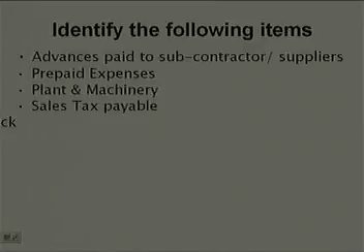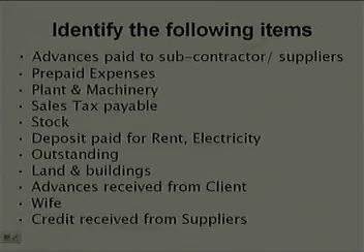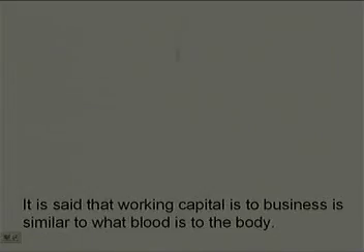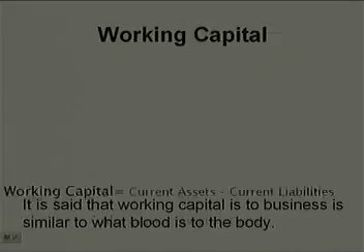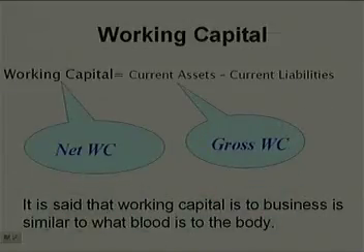This exercise we have already seen, in which you were told to identify the following items and classify whether they are part of current asset or current liability. Now, we also defined working capital in our previous lecture. If you look at this particular slide, we defined net working capital as the difference of current assets and current liabilities. We also defined gross working capital as the total current assets. Just in the beginning I was mentioning that working capital is to business what blood is to the body. So, it is that important.